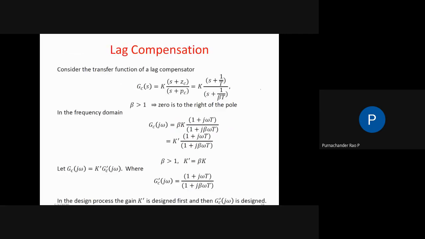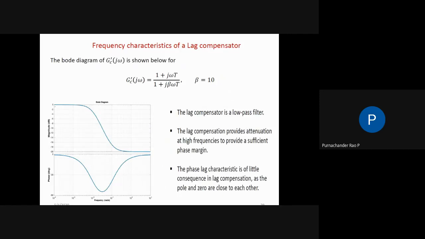Again, the same analysis can be done here, with (s plus 1 by T) over (s plus 1 by beta T). Since beta is greater than 1, you can use the same frequency domain analysis we did for the lead compensator. Here is the Bode diagram for the lag compensator. Because it is a pole, it contributes minus 20 dB per decade, and after that it becomes flat at 0. The phase angle will be negative, so it produces a negative phase angle.